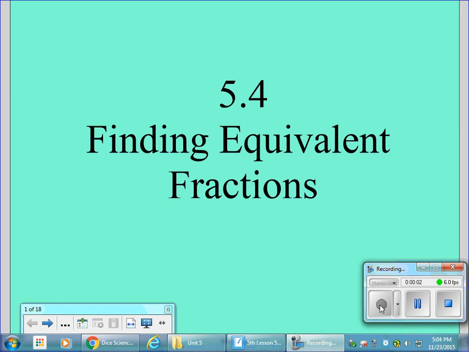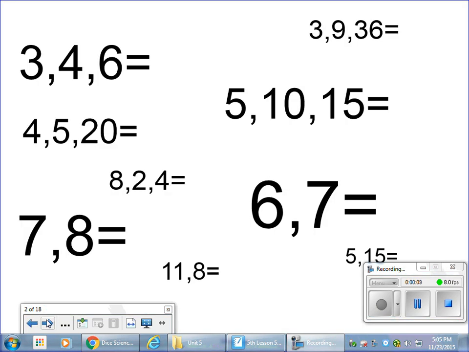Good evening, fifth graders. Tonight we're going to be working with finding equivalent fractions. Let's take a look here now. I have a bunch of numbers on the board here. Let's see what would be an equivalent fraction.